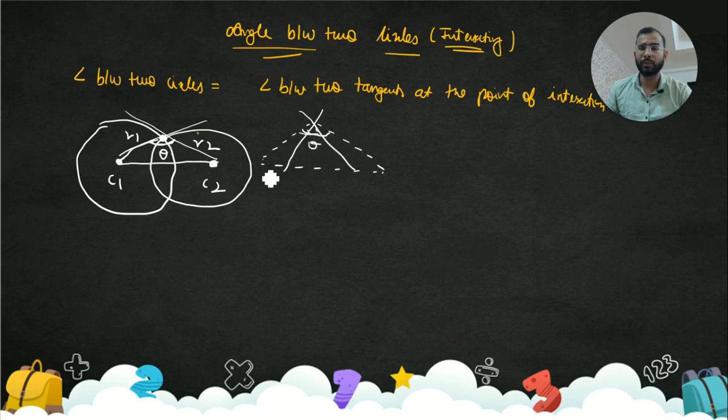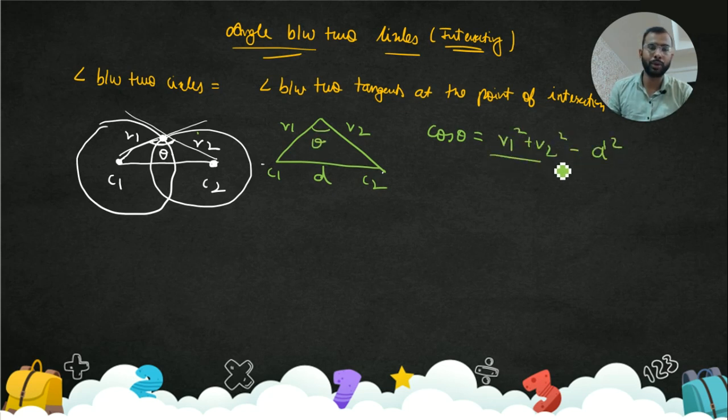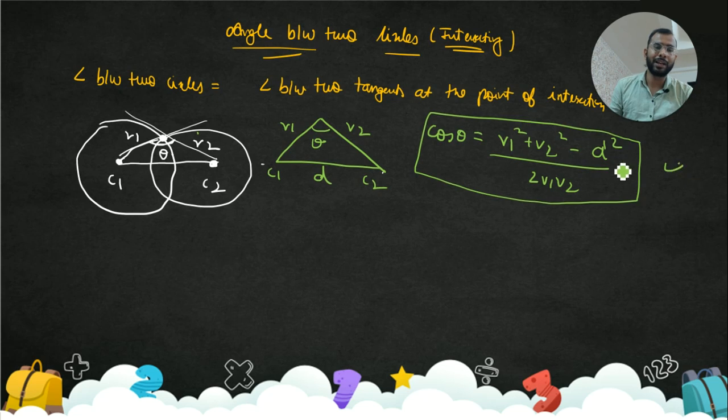Now we will apply nothing but the cosine rule, guys. This angle is theta, this is R1, this is R2, let's take this as D. D is always the distance between the two centers, which we can find by the distance formula. So cos theta is equal to R1 square plus R2 square minus D square upon 2R1 R2. Those who know the cosine formula, great. Those who don't, please remember the formula, where R1 is a radius, R2 is a radius, D is the distance between the two centers. Now quickly let's see some cases based on that.